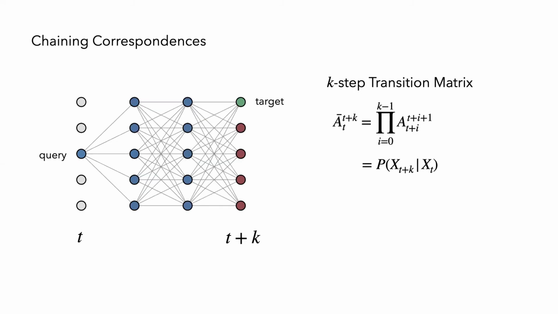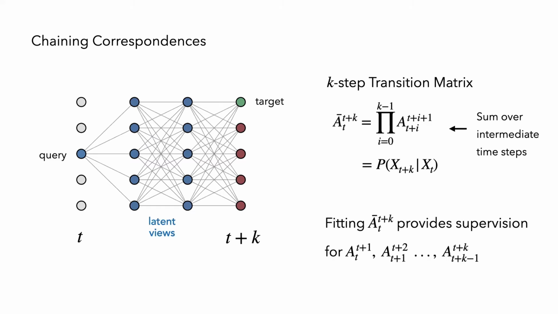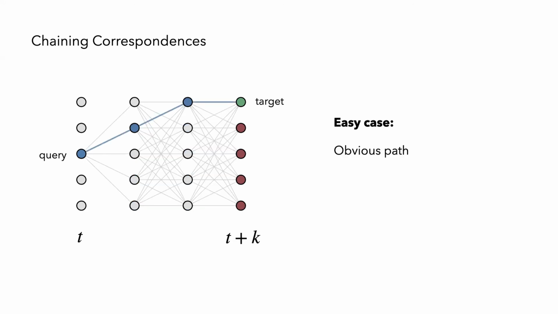More interestingly, we can consider what happens when we fit the k-step walk. To compute the k-step transition matrix, we simply multiply all the intermediate transition matrices, essentially summing over all the intermediate time steps. So in this way, when we go to fit the k-step transition matrix, we're actually providing supervision for all these intermediate transitions, and therefore providing supervision to all the latent views that we actually use to chain these paths together. So in an easy case where correspondence is obvious, there might not be too much to learn.